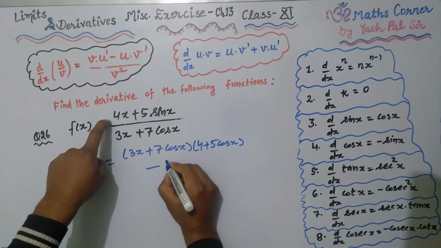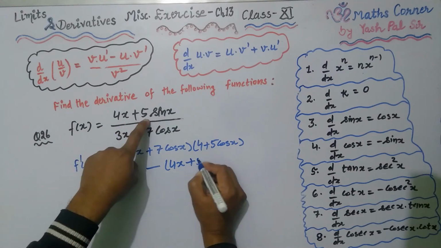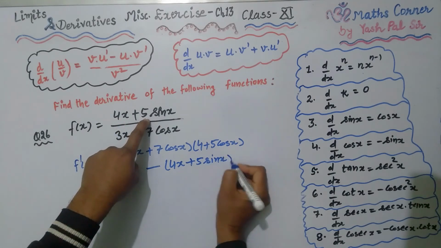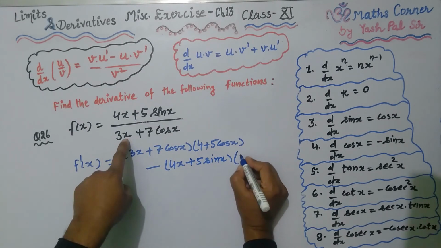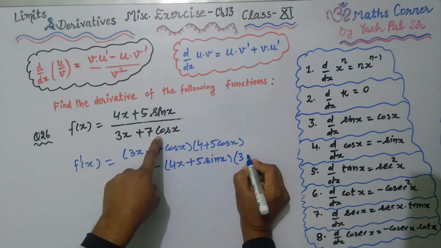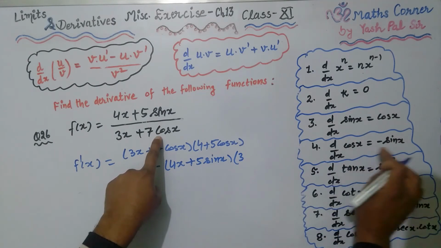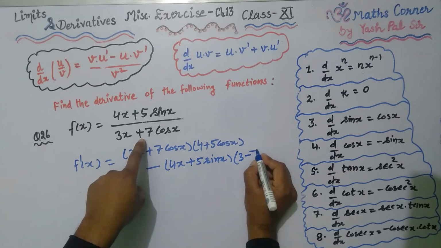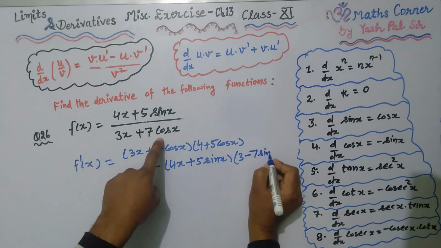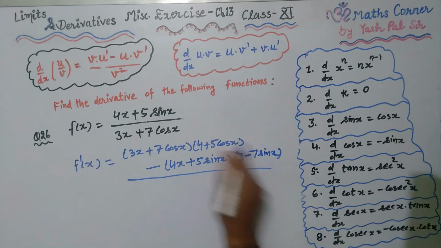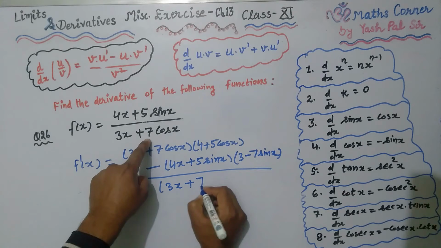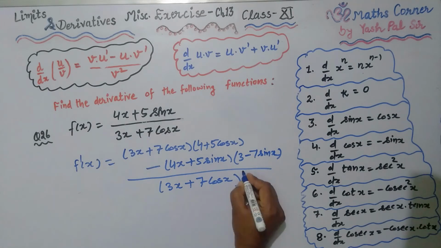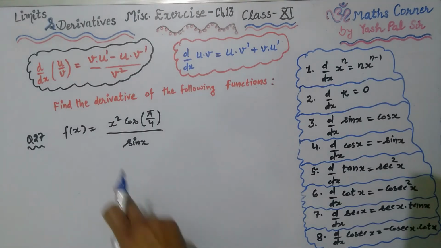u, that is (4x plus 5 sin x), into v'. v' means its derivative. 3x derivative is 3, plus 7 cos x derivative is minus 7 sin x. Whole divided by v squared, that is (3x plus 7 cos x) whole squared. Okay, now next question. Question number 27.